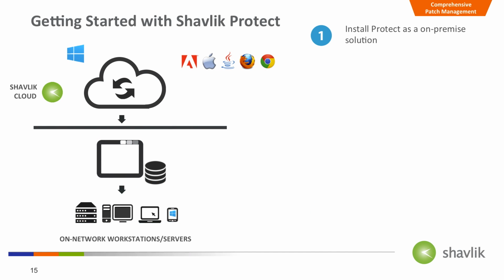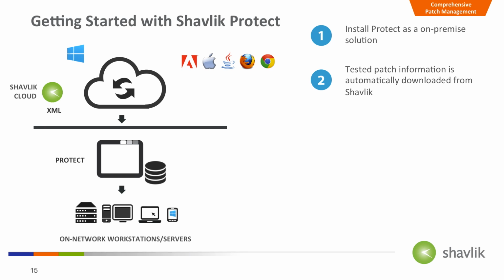So the first thing that we have to do is we have to actually install Protect on premise. So we install it on a virtual machine, we install it on a physical machine. The next thing that we do is Protect goes out and grabs all the patch information directly from Shavlik. And Shavlik has a process of identifying patches and being able to create that XML file so that you can consume that XML file and be able to download it to your organization. So once you've got that in your database, you now have something to compare all of those machines.